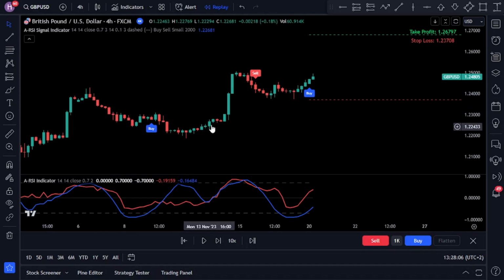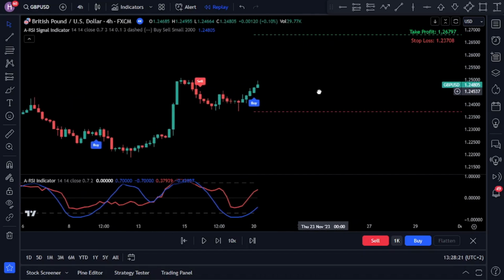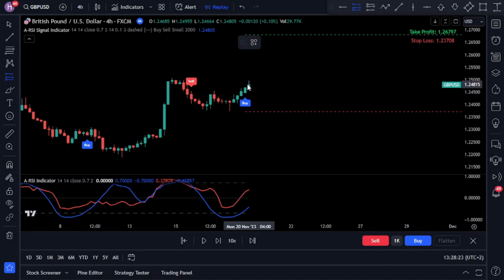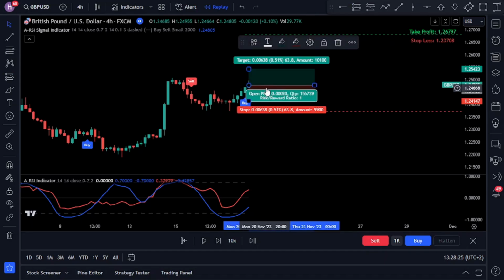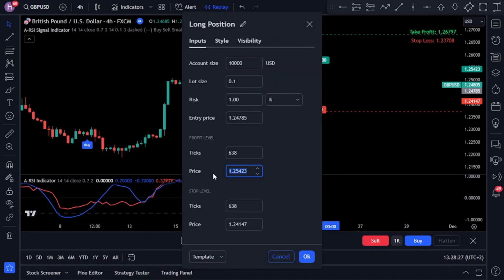From price action, we observe that in the 4-hour time frame, we are currently in an uptrend with the market forming higher highs and higher lows. This buy signal from the A-RSI provides us with a great opportunity of entering the uptrend during a market pullback. Now, once the candle has closed confirming the signal, we can enter our buy trade.